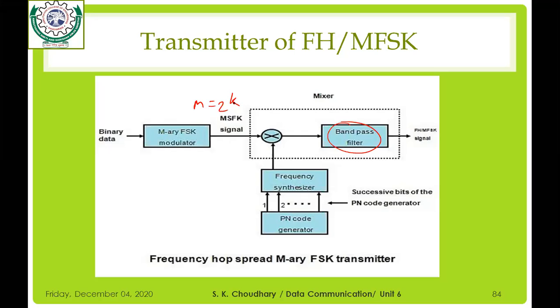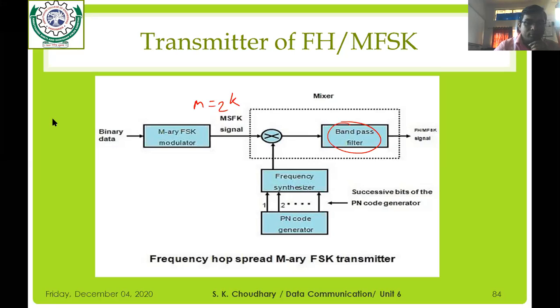Each frequency hop is mixed with the MFSK signal to produce the transmitted signal, and the frequency hops at the output of the synthesizer are controlled by the successive bits at the output of the PN code generator. The output bits of the PN code generator change randomly. We know that it is a random generator, and therefore the synthesizer output will also change randomly, and hence the frequency hop will be produced or varied in a random manner. If the number of successive bits at the output of the PN code generator is n, then the total number of frequency hops will be 2 raised to the power n.